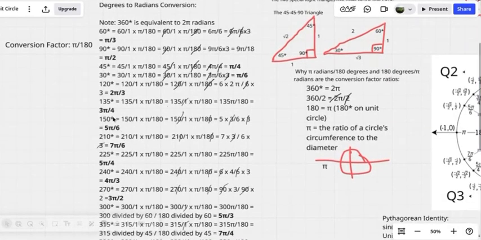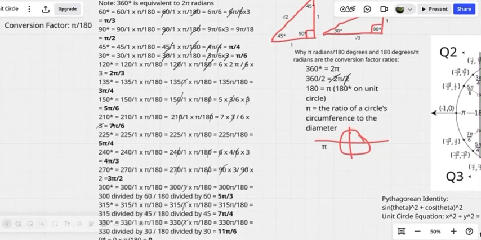So in our next one here, we have 150 degrees. Same thing, cross cancel zeros and the degree symbols. And then we're left with 5 times 3 is 15. And then 6 times 3 is 18. And then we just cross cancel the 3s, and we're left with 150 degrees being equivalent to 5 pi over 6 radians. 210 degrees now.